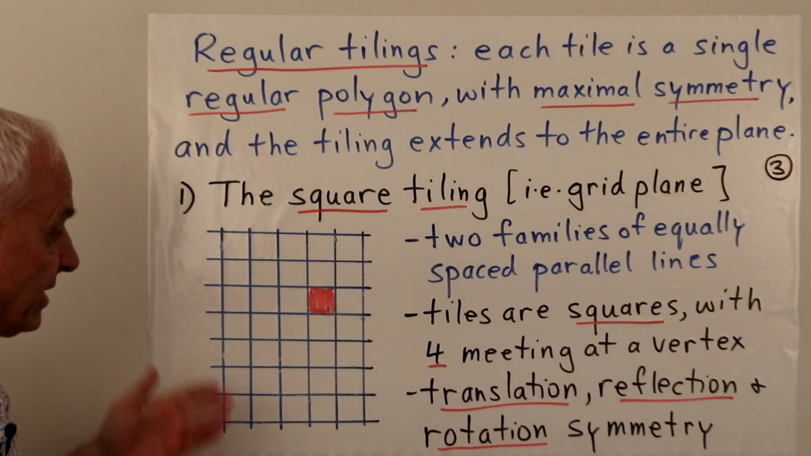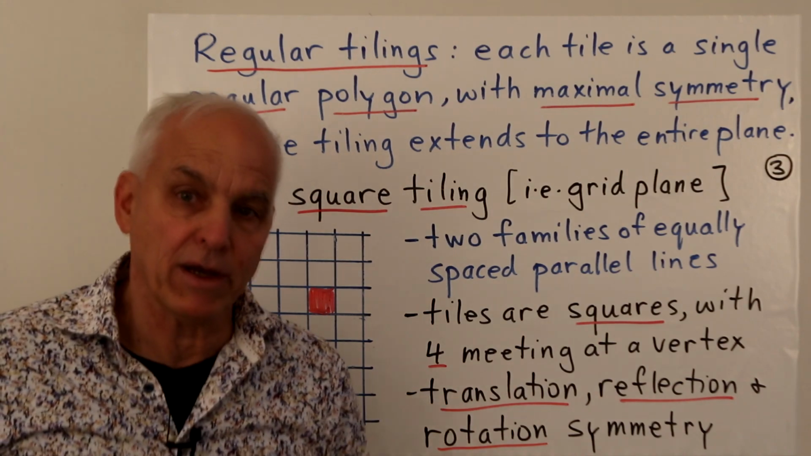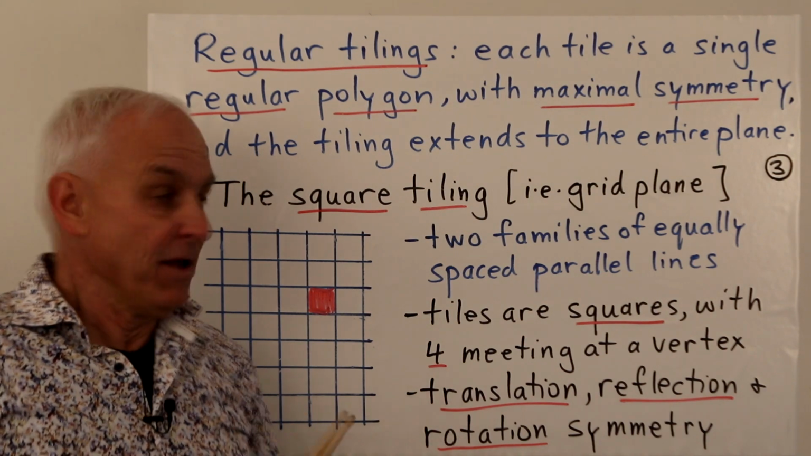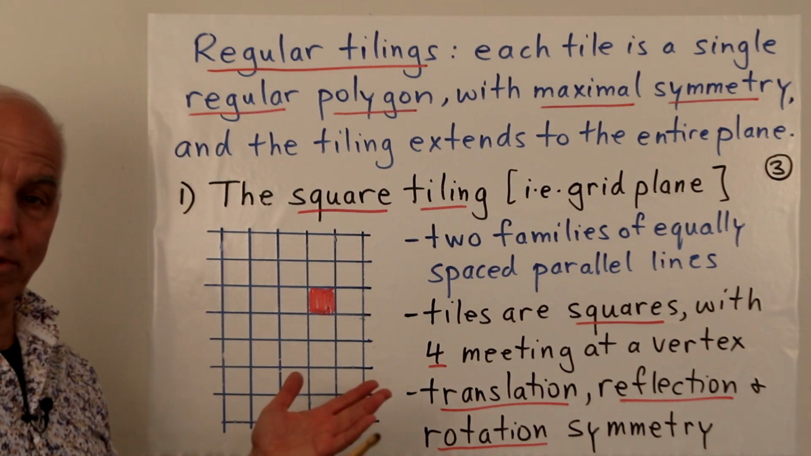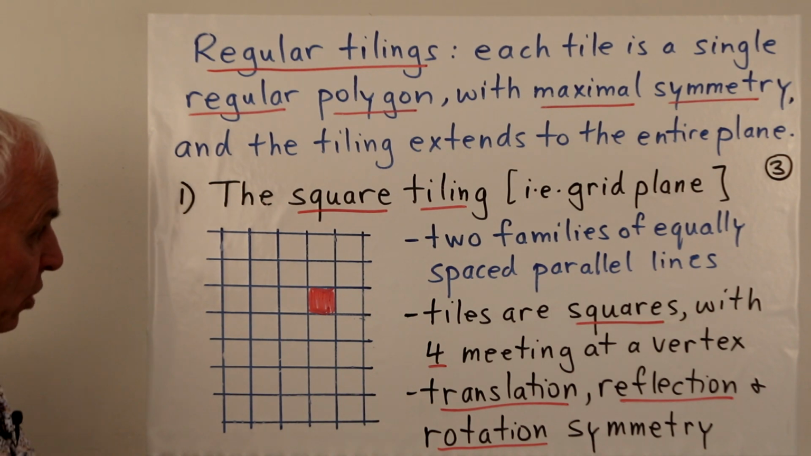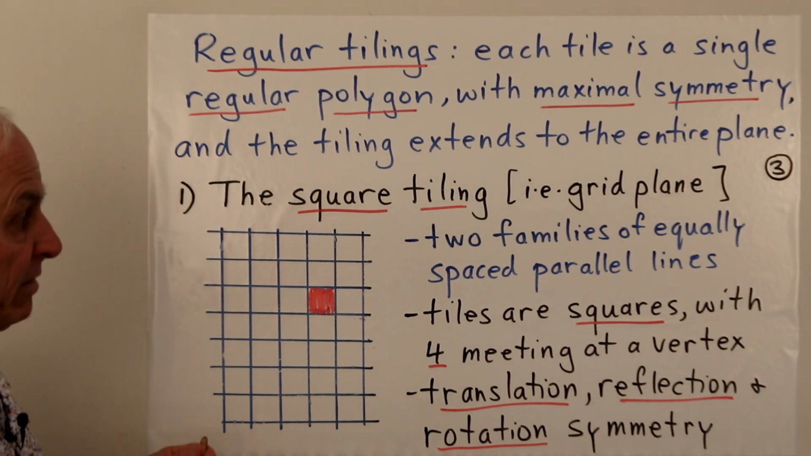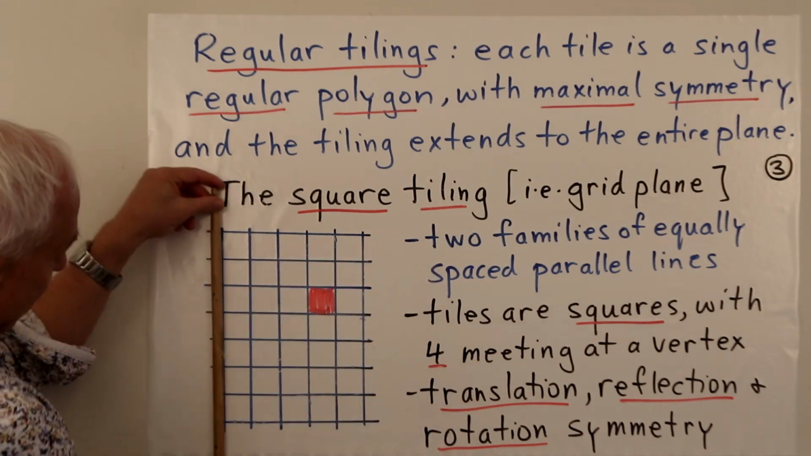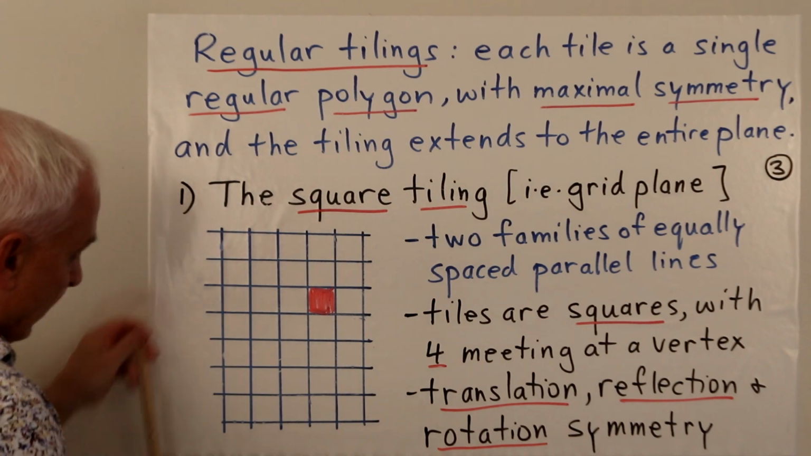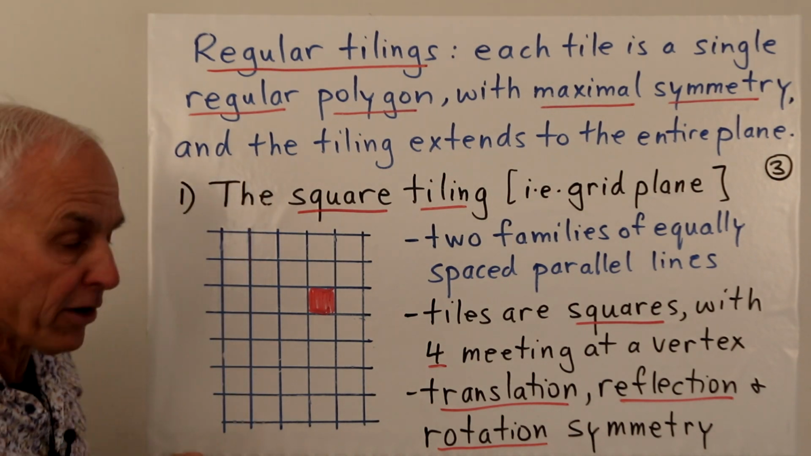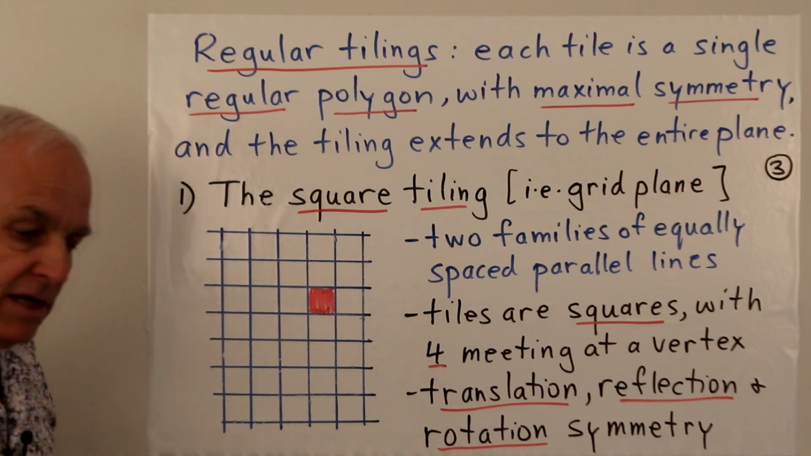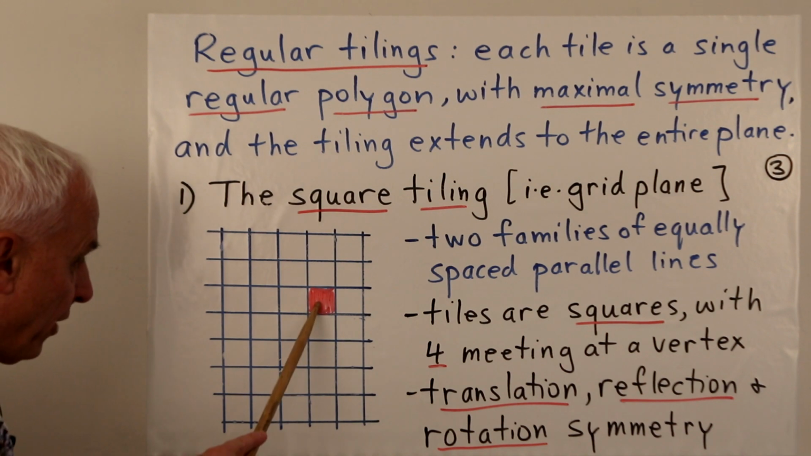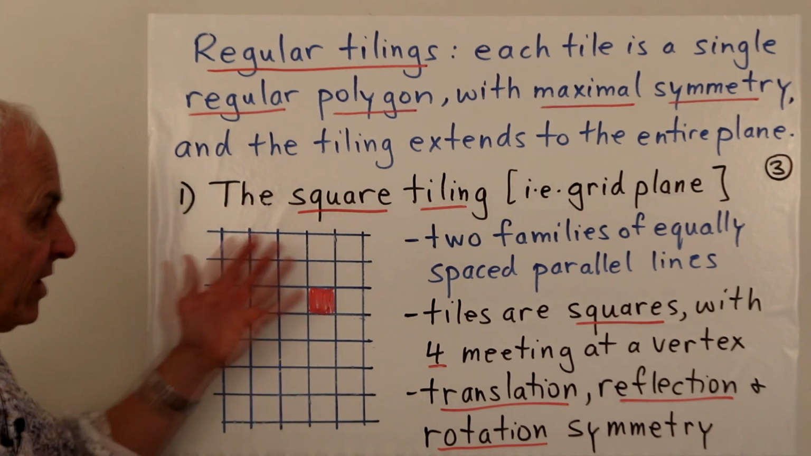Now, of all the various tilings, the simplest one is almost surely the square tiling, which is one that we've seen already. It's the grid plane or a piece of graph paper, very simple and important. So it's created by two families of equally spaced parallel lines. So here's one family of equally spaced parallel lines, and here's another family, and the separation between any two adjacent lines here equals the separation between any two adjacent lines there, and so we get this pattern of squares.